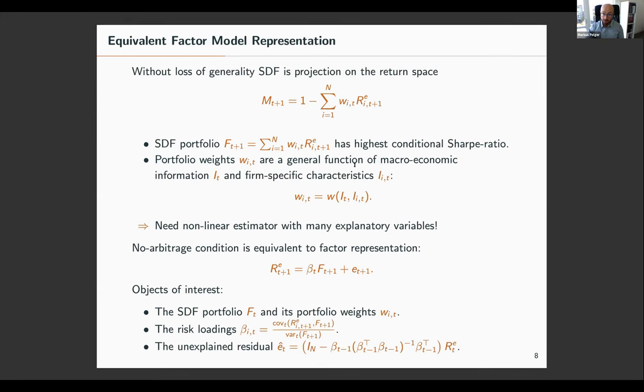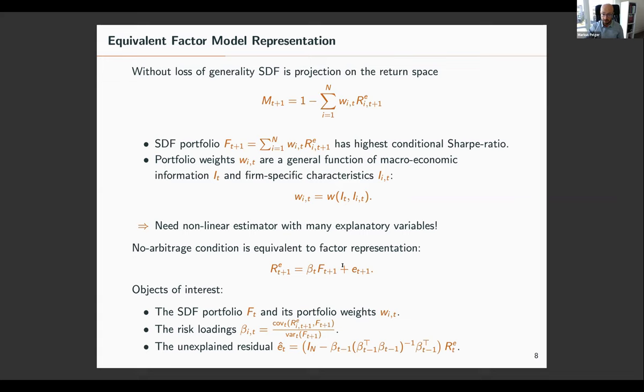Now, what I want to estimate is an SDF. And without loss of generality, I can project my SDF on the return space. So what I want to estimate is a portfolio of all stock returns with time varying portfolio weights, where these portfolio weights can be functions of my information set. Now, I split my information set into macroeconomic information, that could be inflation rates, GDP growth, et cetera, and firm-specific characteristics: size, value, momentum, past returns. And so my SDF weights are general nonlinear functions of a large number of variables.